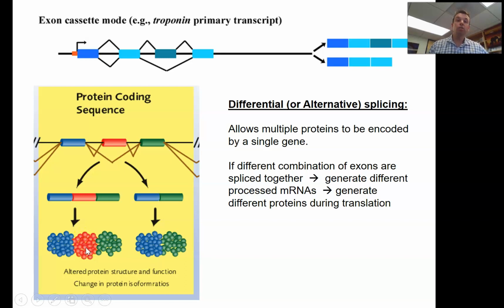And we know that if you change a single amino acid, you can change the fold of a protein and therefore its function. Well, obviously, if you're missing an entire region of that protein in this splice variant, this protein is going to fold and function very differently than this protein.